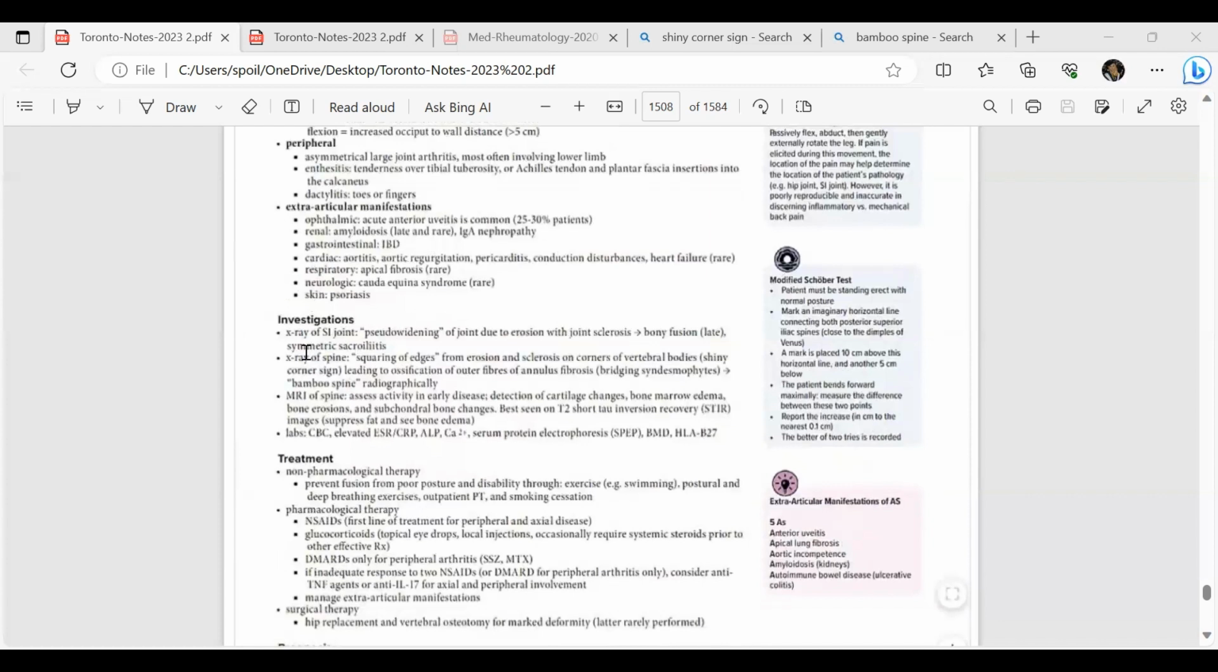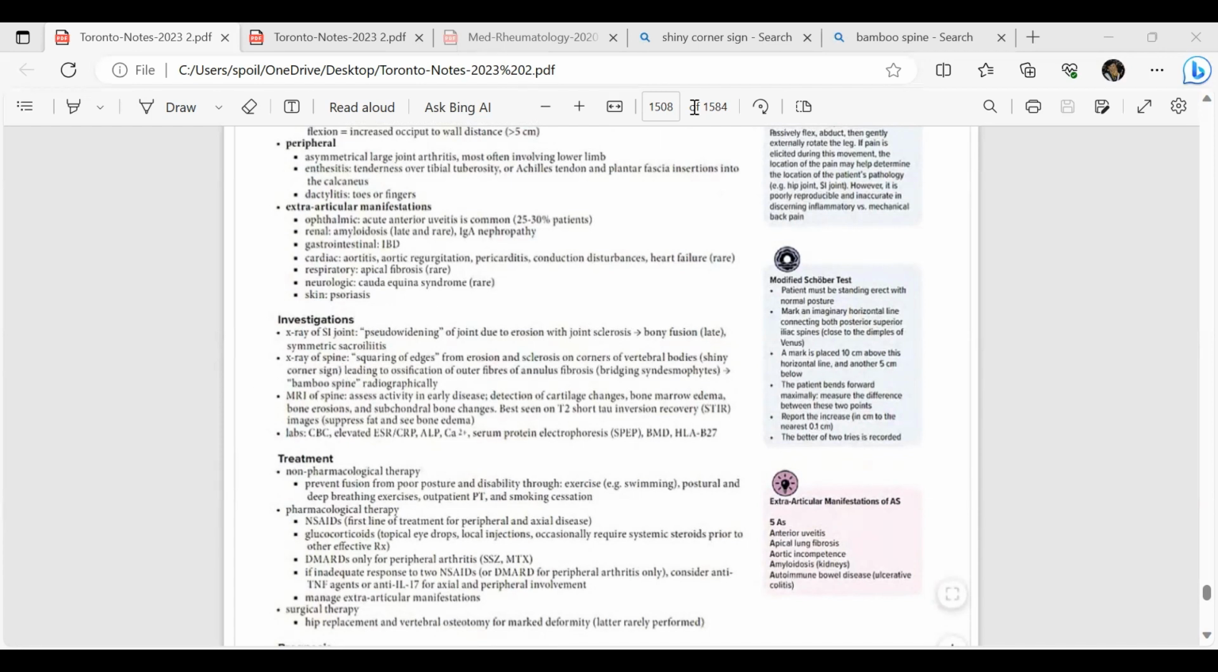Okay, so investigation in which we will do the X-ray of the sacroiliac joint. We will see pseudo widening of the joint due to erosion with joint sclerosis and bony fusion, which will occur later. An X-ray of spine will show squaring of edges, the squaring of edges from erosion and sclerosis on the corners of the vertebrae, and sclerosis on the corners of the vertebral bodies, that is shiny corner sign.